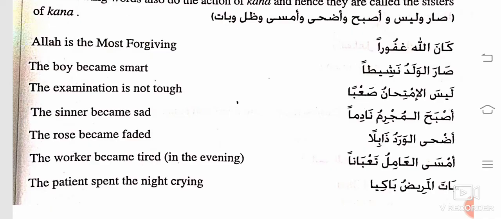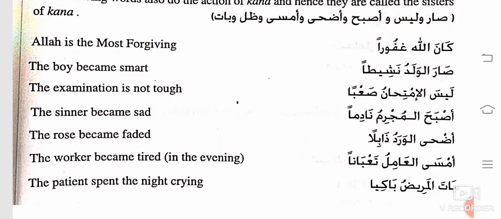Then Sara al Waladu Nashita. Waladu is Raf'a because it is the ism of Sara. Who is Sara? Sara is the sister of Kana. Then Laysal Imtihanu Sa'ba. Imtihan is Raf'a because it is the ism of Laysa. Who is Laysa? Laysa is the sister of Kana. Then Asbahal Mujrimu Nadiba. The sinner became sad. Mujrim is Raf'a because it is the ism of Asbaha. Who is Asbaha? Asbaha is the sister of Kana.